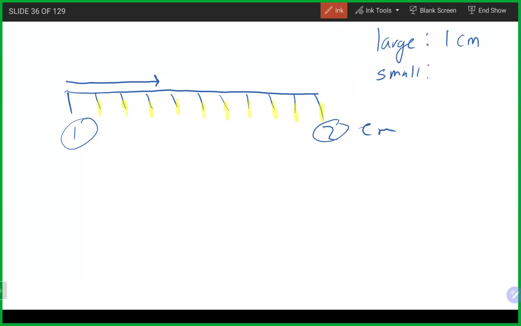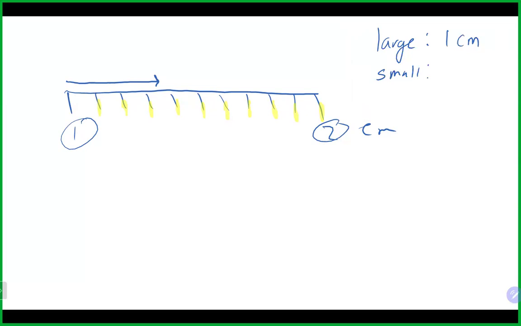That means each of the smaller markings represents how much? 1 divided by 10 is 0.1 centimeters. You can get that by taking 1 divided by 10 markings, basically. That means that this marking here is 1.1, 1.2, 1.3, 1.4, 1.5, 1.6, 1.7, 1.8, 1.9, and 2. Any questions on that?